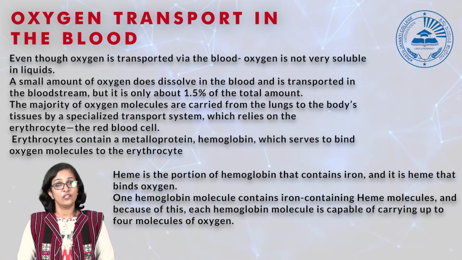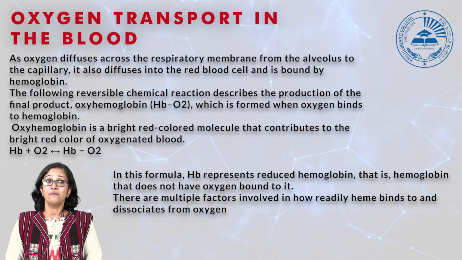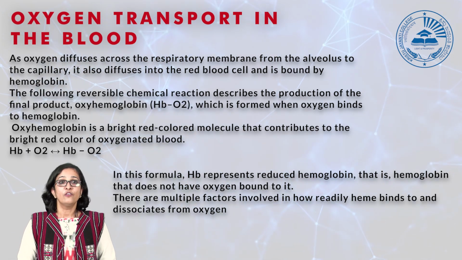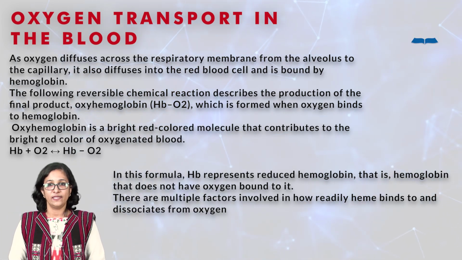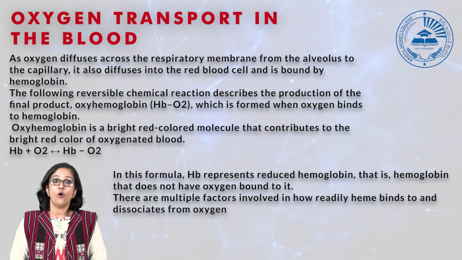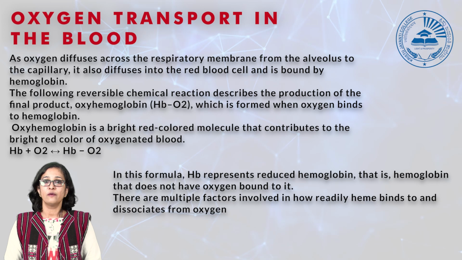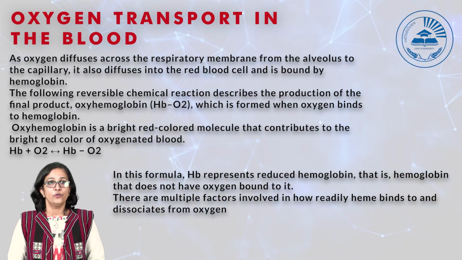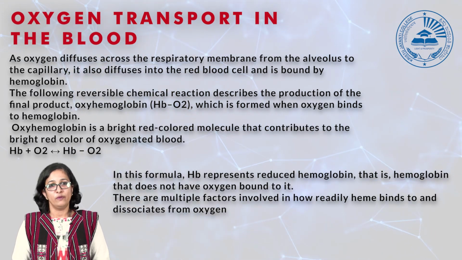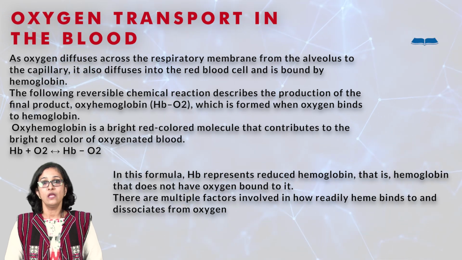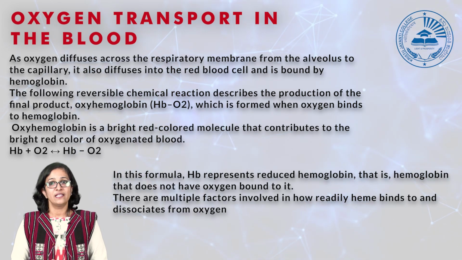As oxygen diffuses across the respiratory membrane from the alveolus to the capillary, it also diffuses into the red blood cell and is bound to this hemoglobin. The following reversible chemical reaction describes the production of the final product, oxyhemoglobin, which is formed when oxygen binds to hemoglobin. Oxyhemoglobin is a bright red colored molecule that contributes to the bright red color of oxygenated blood. You can see hemoglobin plus oxygen, which is a reversible reaction, gives rise to oxyhemoglobin. In this formula, the Hb represents reduced hemoglobin, that is, hemoglobin that does not have oxygen bound to it, and the Hb-O2 represents the oxyhemoglobin.